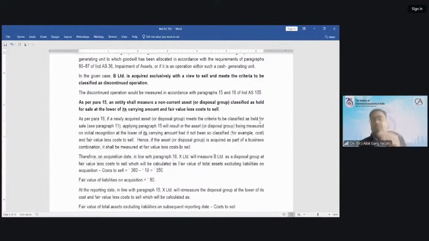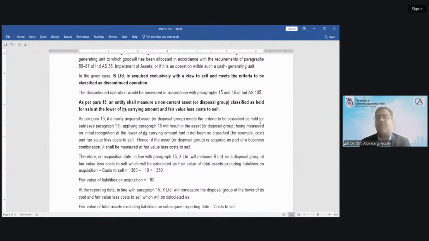Whatever paragraph you're looking at, you are not required to write these paragraphs completely in your examination answer sheet. You are not required to quote the paragraph numbers. Whatever the question is asking, you have to go straight by that. You have to say, since one of the conditions of a discontinued operation is also a subsidiary acquired with a view to resale, right?